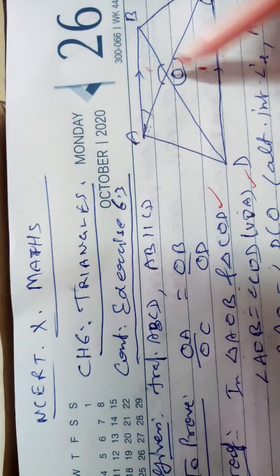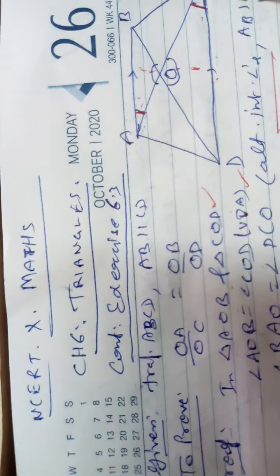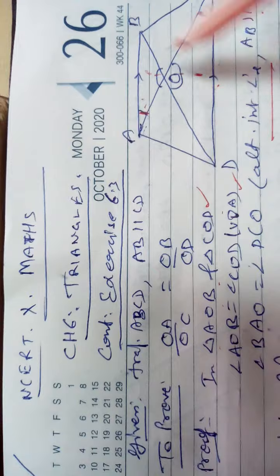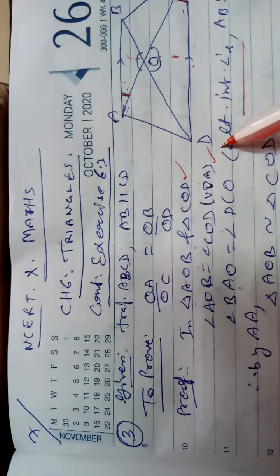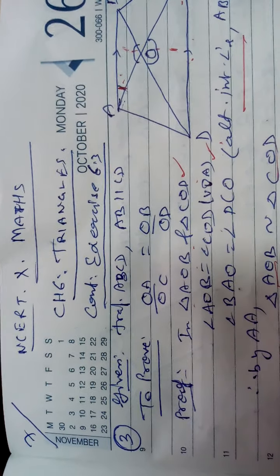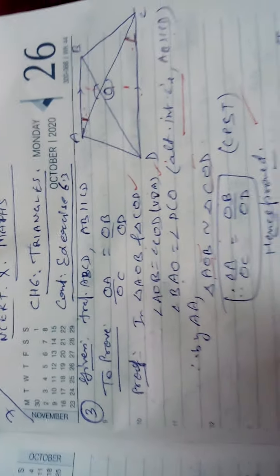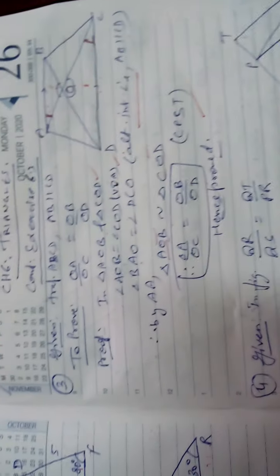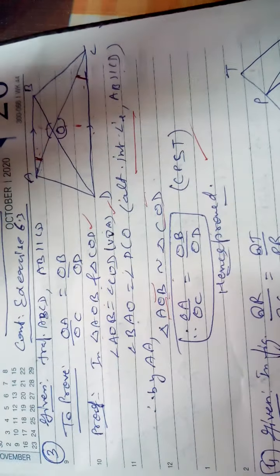AOB equal to COD, vertically opposite, and this angle is equal to this angle by alternate interior angles because AB is parallel to CD. So by double A similarity, triangle AOB similar to triangle COD. So first 2 upon first 2 is equal to second 2 upon second 2, OB upon OD by CPST. Hence proved. Easily you have proved.